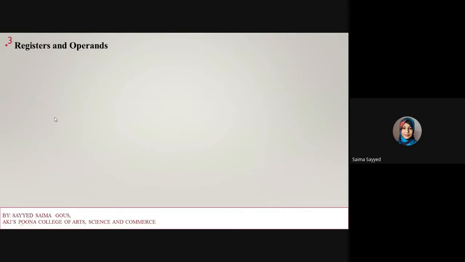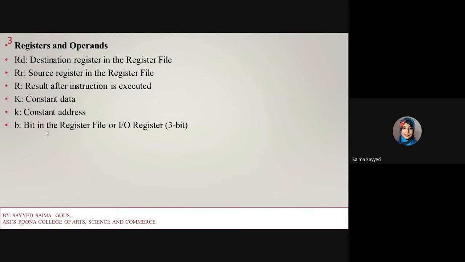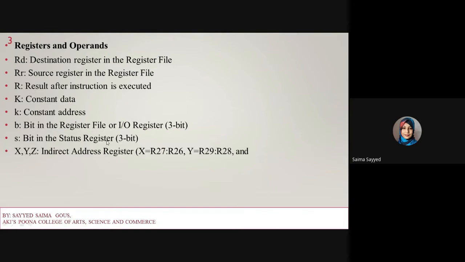Next, to understand the instruction set, we will see registers and operands. RD stands for destination register in the register file. RR stands for source register in the register file. R is the result after the instruction is executed. K stands for constant data. Small k stands for constant address. B stands for a bit in the register file or input output register. S stands for a bit in the status register.